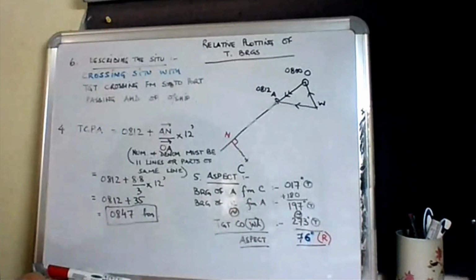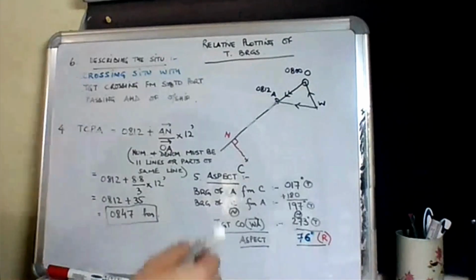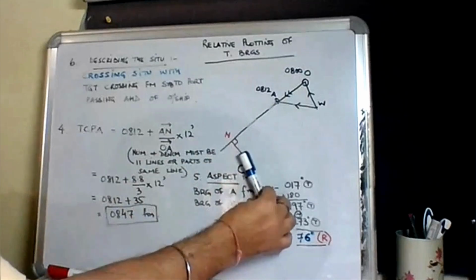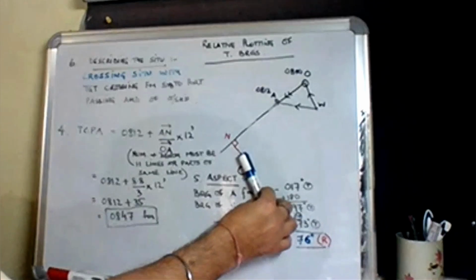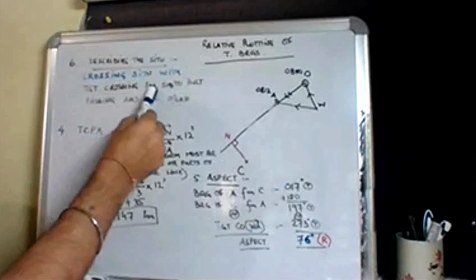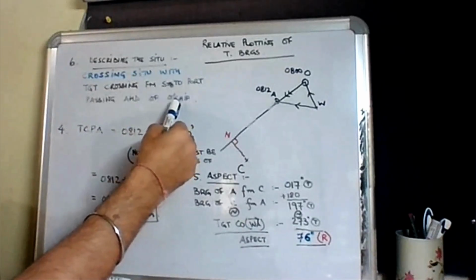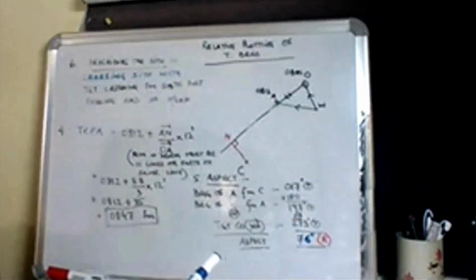So can you explain number 6 again, sir? It's a crossing situation. The target's relative line of approach is passing ahead of my heading. My heading is 340. So the relative line of approach is passing ahead of me. So target is crossing from starboard to port, passing ahead of ownership. Okay, sir. If this line was passing astern of me, then I was crossing ahead of the target.